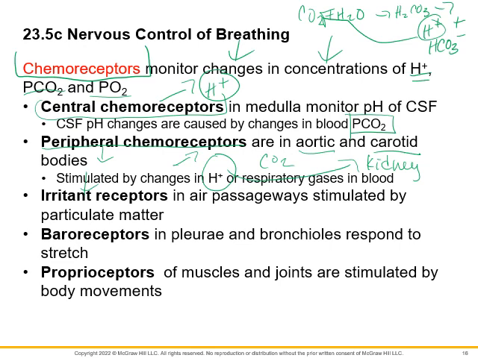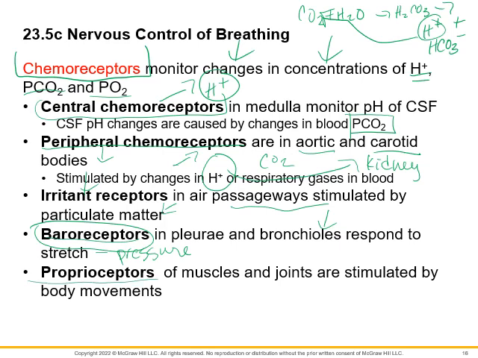We also have irritant receptors. These are in the air passageways, responding to any sort of particulate matter. We have baroreceptors, remember, that have something to do with measuring stretch or pressure. We talked about baroreceptors in blood pressure.